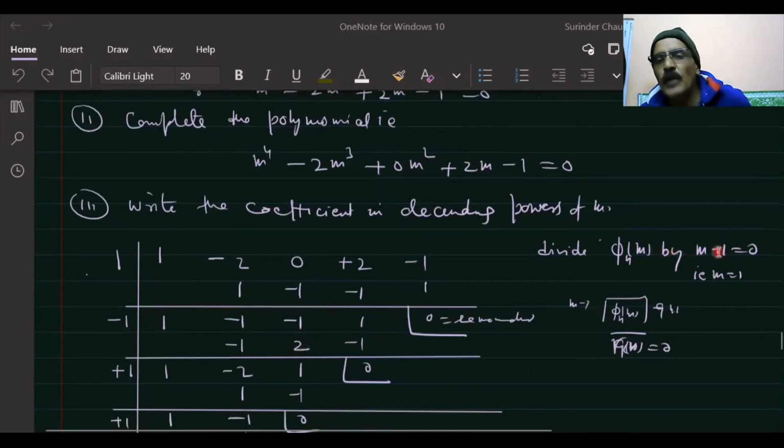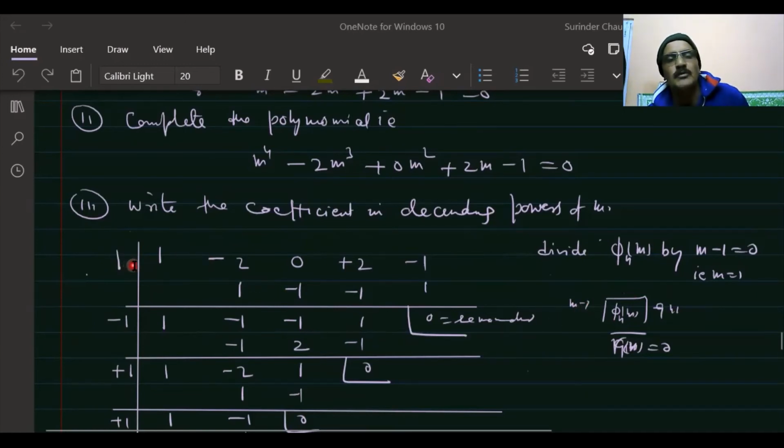Since m equal to 1 is a zero, m minus 1 is a factor of this. If you divide phi 4 of m by m minus 1, we get remainder equal to 0, and the quotient is a cubic polynomial. This comes out to be the quotient with the coefficients of the cubic. Since m minus 1 is a factor, put m equal to 1 to divide.